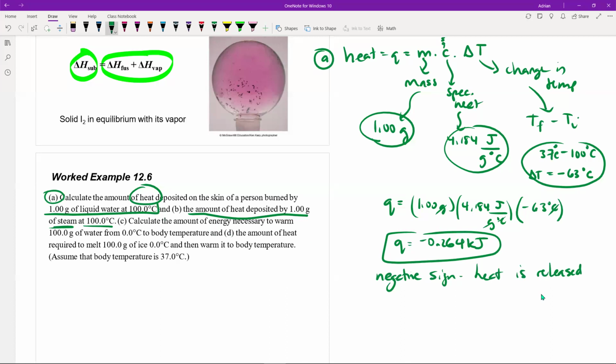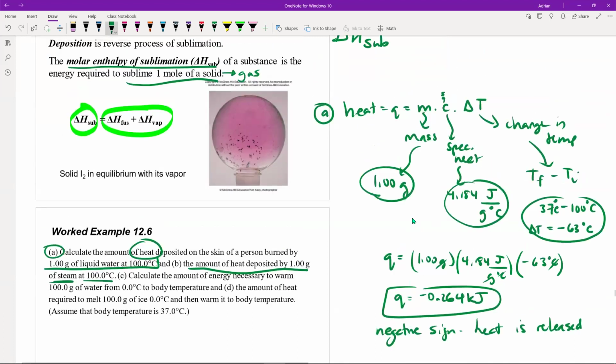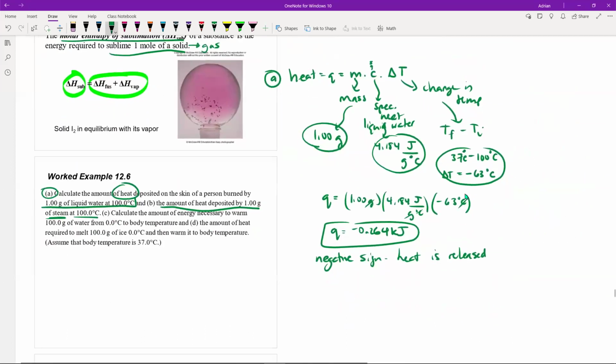And where does it go? Well, it goes to the skin, right? And that's how you get burned. In this particular example, from 1 gram of liquid water at 100 degrees Celsius. Right? So we use the specific heat of liquid water in this case. You can look at it in your table. So the second part of this says now to determine the amount of heat deposited by 1 gram of steam. So now we have 1.00 gram of steam at 100 degrees C.